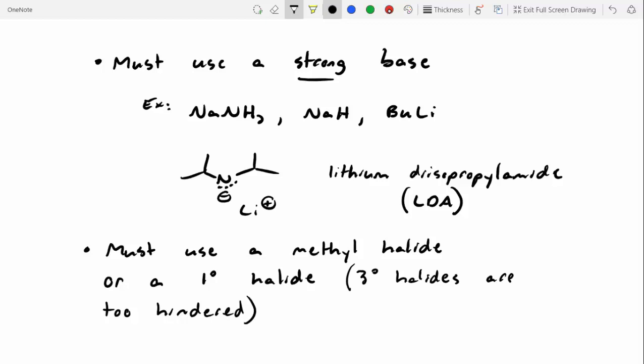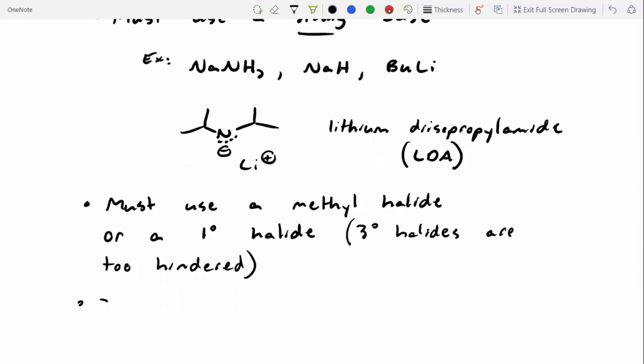What happens with secondary alkyl halides? What do you guys think? You get a mixture. What's the competing reaction with secondary alkyl halides and good nucleophiles that are also good bases? Exactly. Secondary alkyl halides favor E2. So in this case, we always want to use methyl halide or primary alkyl halide.